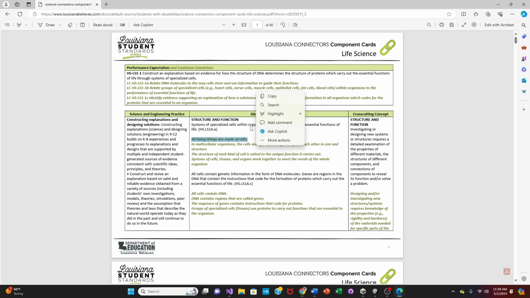And students in LEAP Connect typically will come to me not knowing anything about cells. They won't know that they exist. They don't know that living things are made of them. They don't know that there's a difference between plant cells and animal cells. So we're going to start basic.